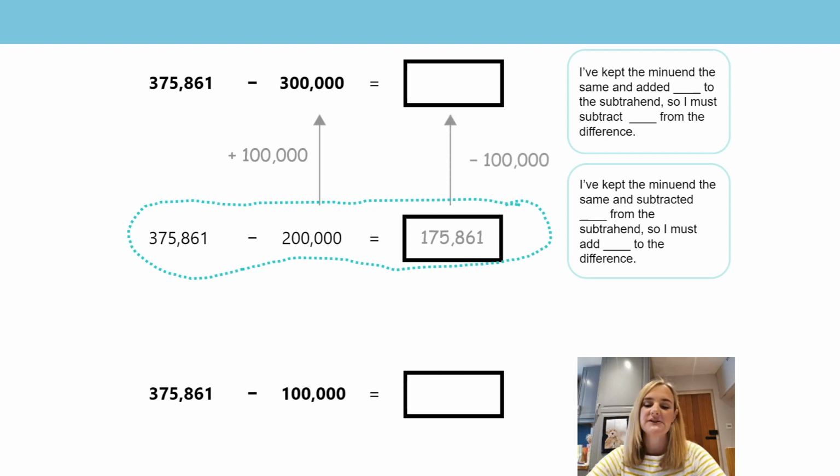Or if we want to use the stem sentence, we could have, I've kept the minuend the same. That is the key bit of learning. If our minuend hasn't been kept the same, then that relationship doesn't work. So I've kept the minuend the same and added 100,000 to the subtrahend. So I must subtract 100,000 from the difference.